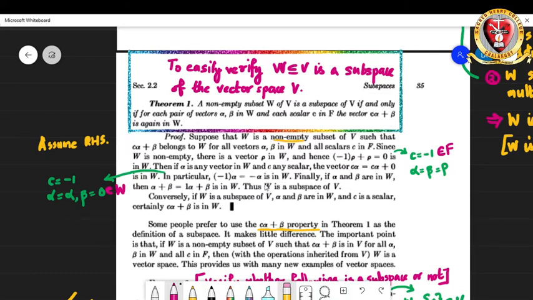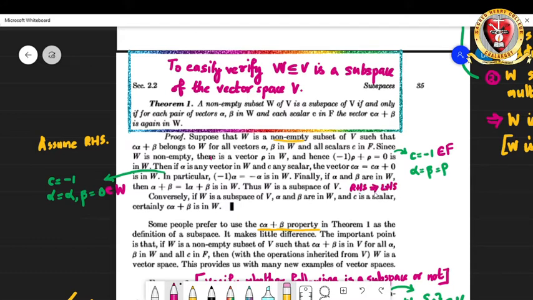So the rest of them, as we said earlier, we need not check. It will be obviously associative and commutative, because that is happening inside V itself. V is already a vector space. And also the scalar multiplication will hold in turn. So thus W is a subspace of V. So from the right hand side to the left hand side we proved. So RHS implies LHS is proved here.